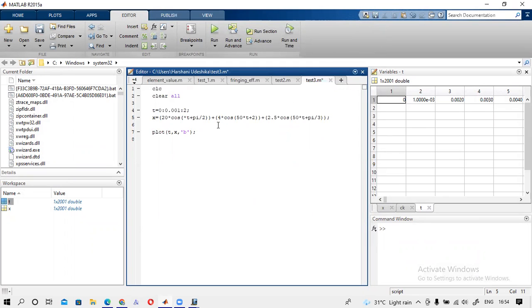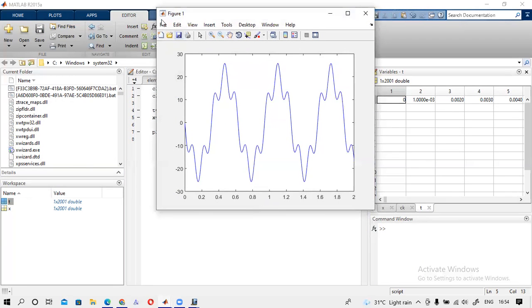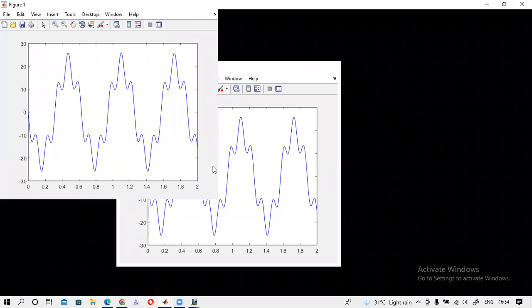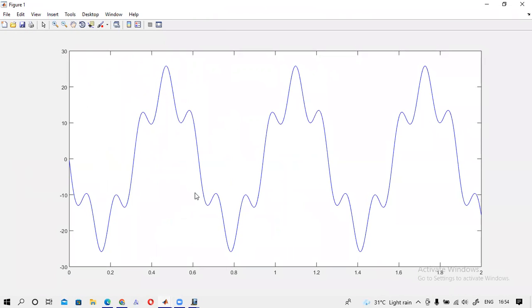Let's take 10. Okay, see, that one also okay. If you put 2, that one also okay. So see, if you change the frequency, it will not be a sinusoidal signal. If you add different frequency, it will create a different signal. It is not a sinusoidal signal.